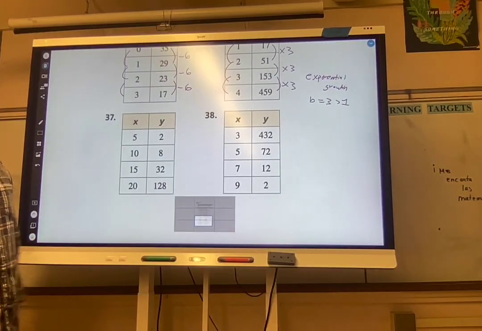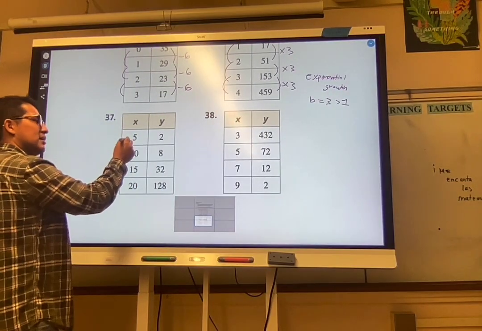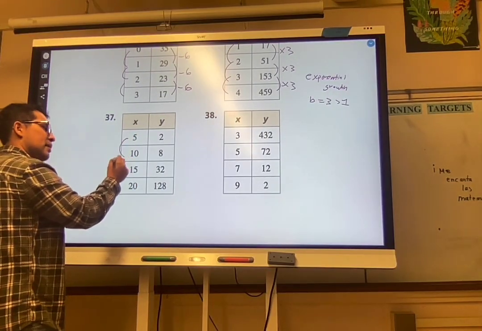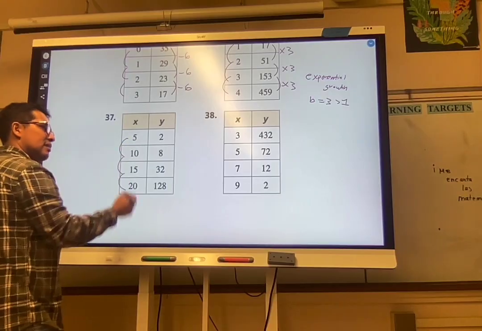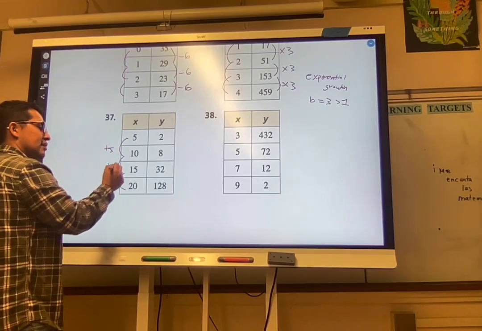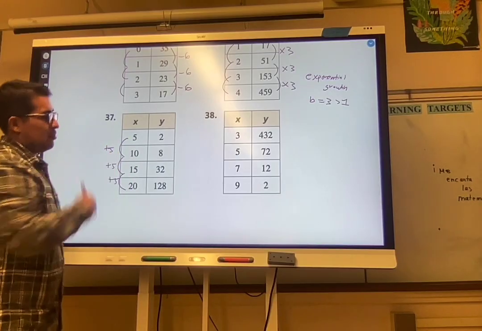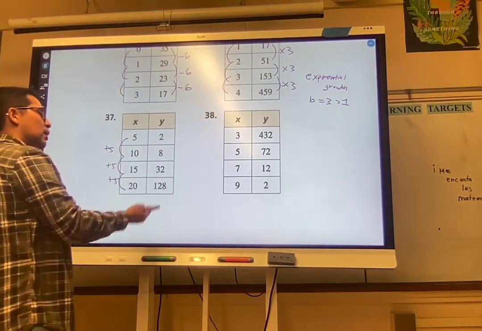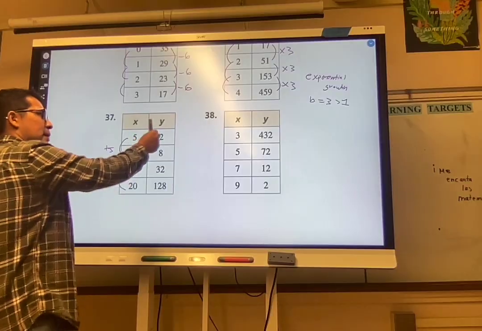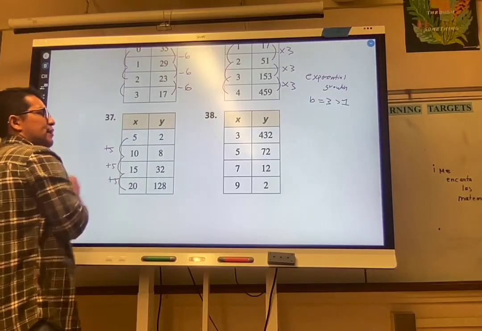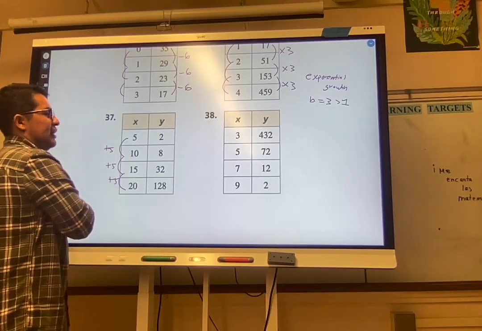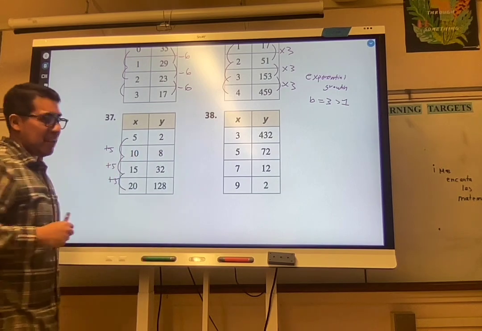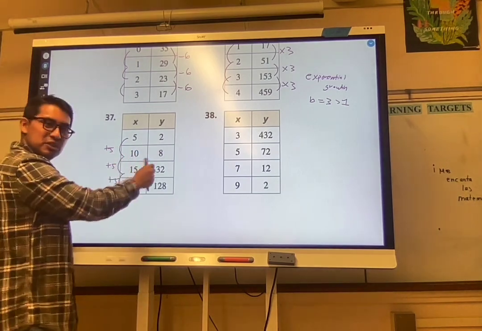Okay, we get to the last two, and here you might be prone to freak out because here we see that the x's go up by 5, right? So plus 5, plus 5. And again, don't let that stop you from being able to show how smart you are. In the context of this problem, we could see it maybe this way. Maybe on the 5th day, there were 2 birds in a cage. And then on the 10th day, there were 8 birds in the cage. And then on the 15th day, there were 32.